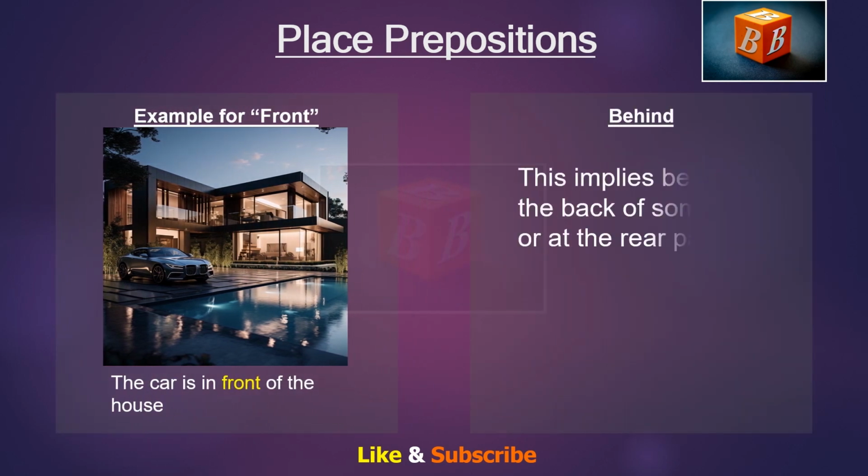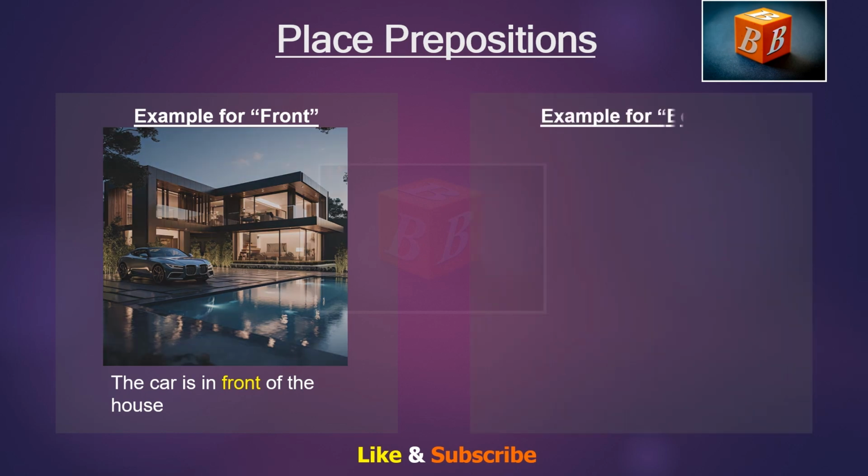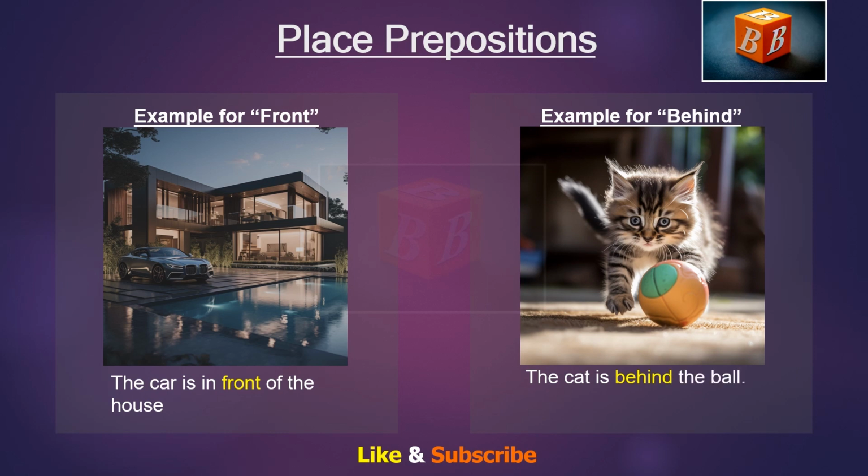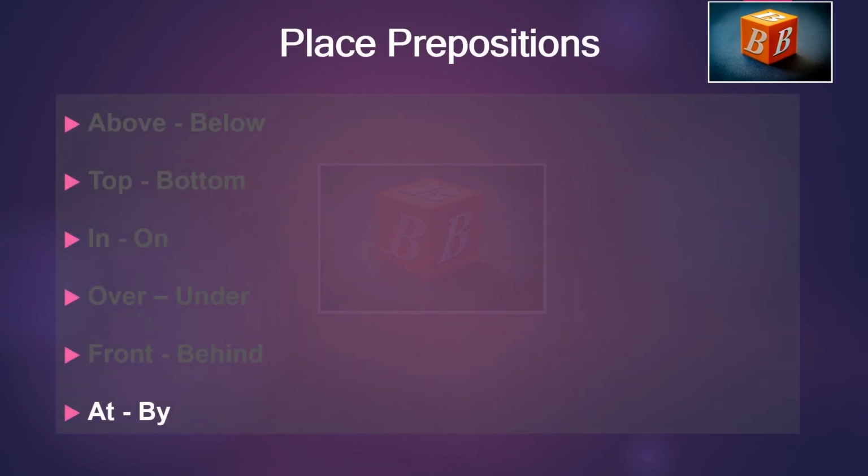Behind. This implies being at the back of something or at the rear part. In the sentence, the cat is behind the ball, the word behind is a place preposition, which indicates that something is at the rear side of another object.